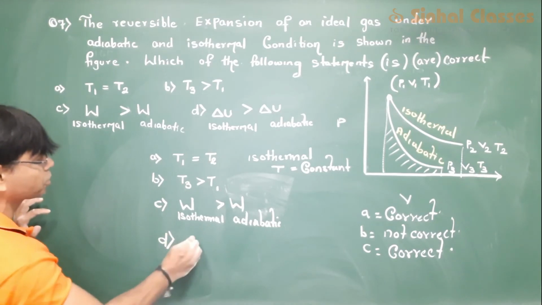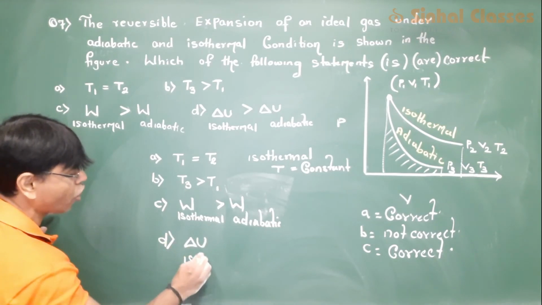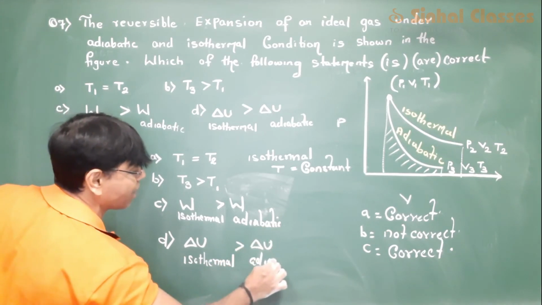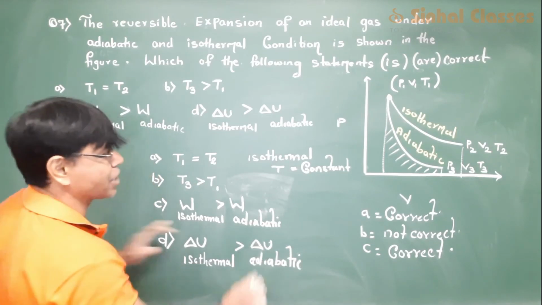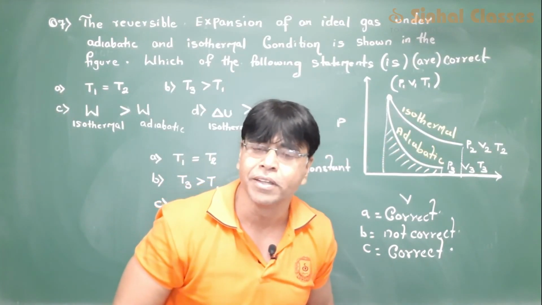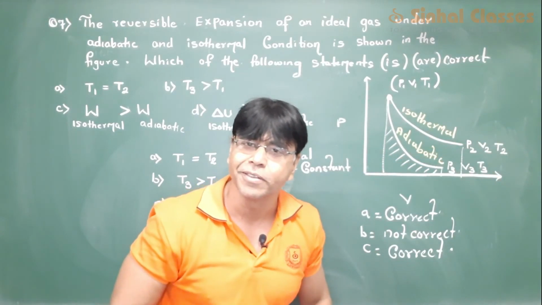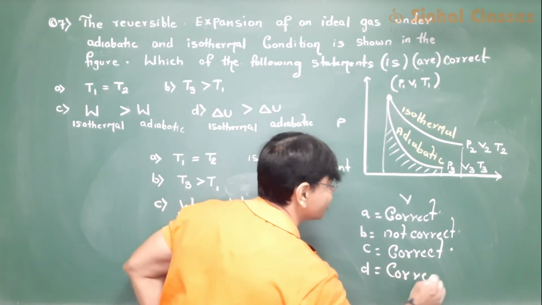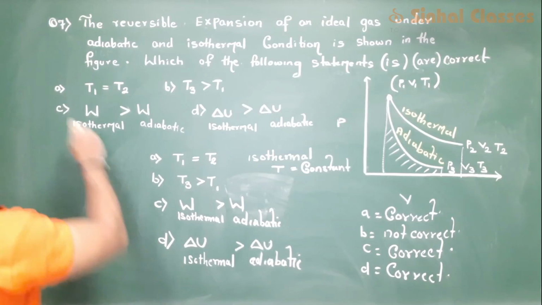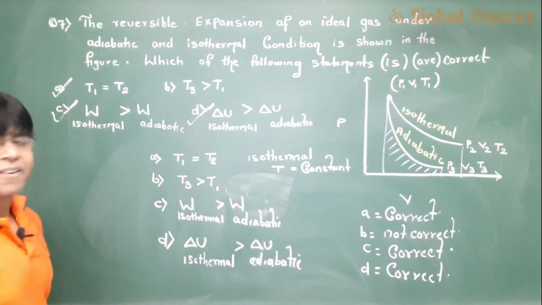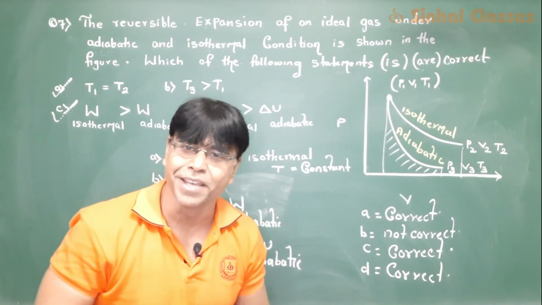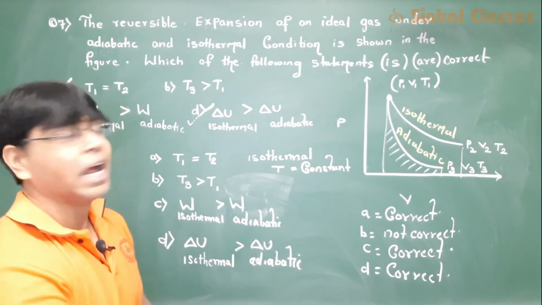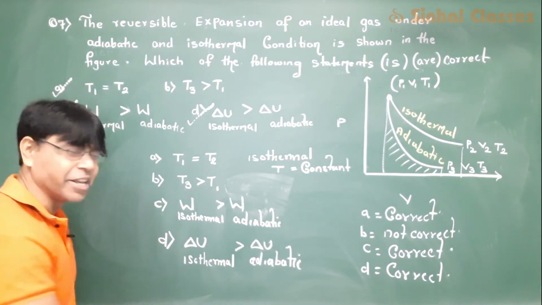Now, in case of option D, internal energy change of isothermal is greater than internal energy change of adiabatic. If I say work is more for isothermal, its internal energy change will also be more than adiabatic. So option D is also correct. So which options are correct? A, C and D. And which is not correct is B. Interesting question. Very good. So now let's go to the next question of thermodynamics.